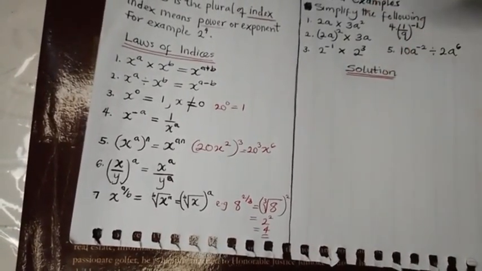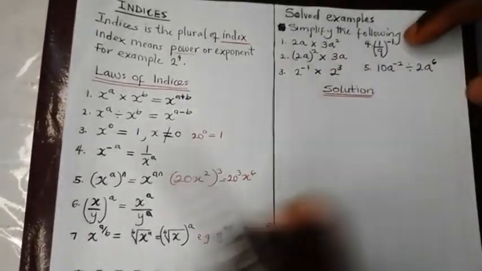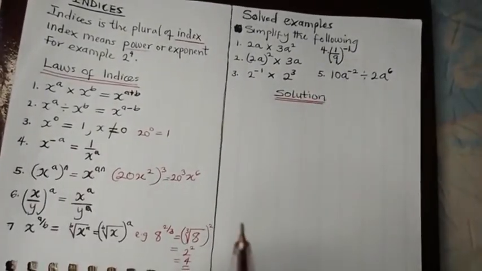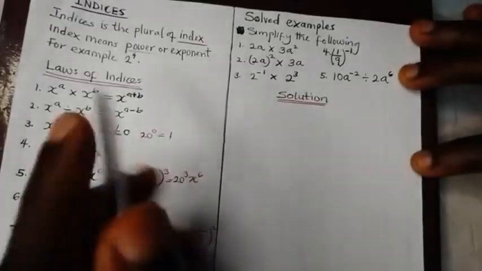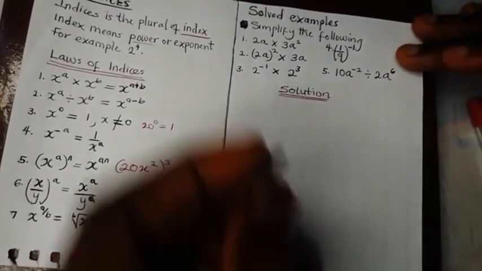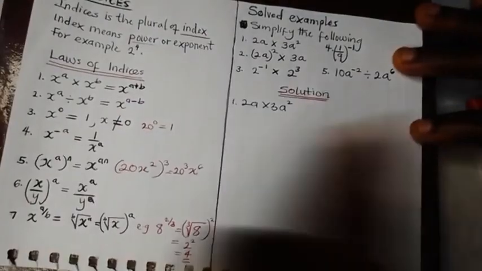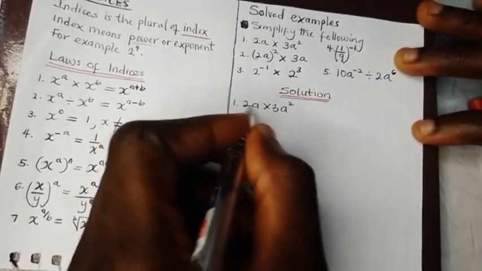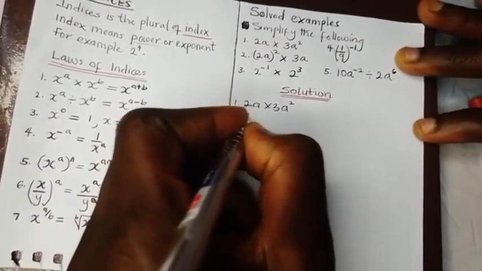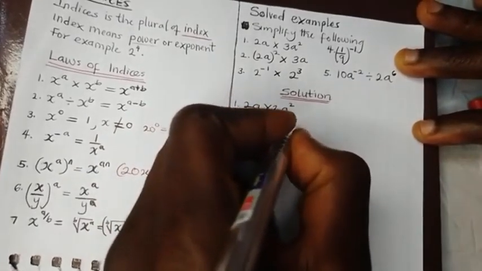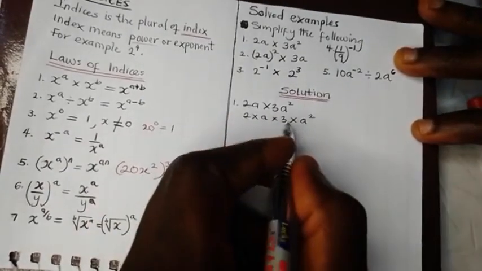Now, to further reinforce our knowledge, let's quickly do these examples. These are basic-level examples. In subsequent classes, we'll look at much deeper examples. The first one, number 1, we have 2a multiplied by 3a squared. The constants multiply themselves. I can break this down to 2 times a times 3 times a squared. Then I multiply 2 times 3 to get 6.